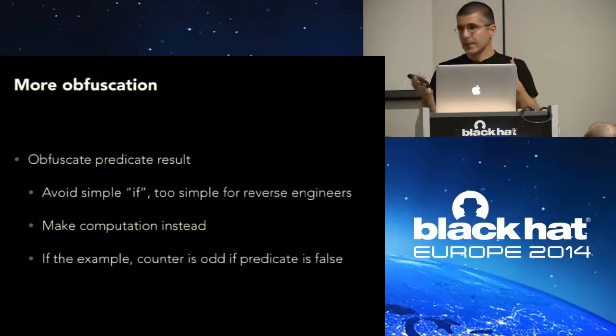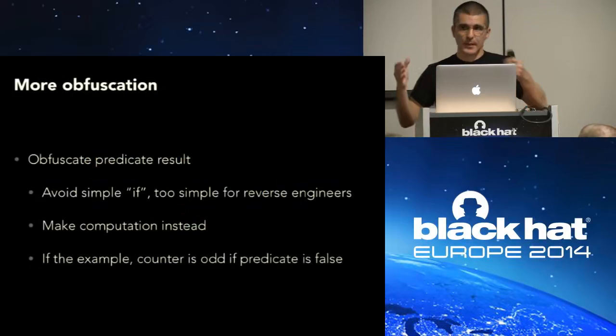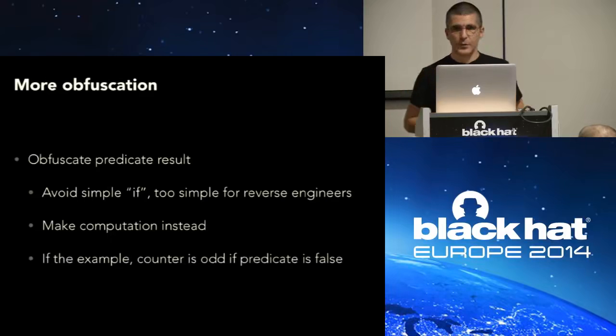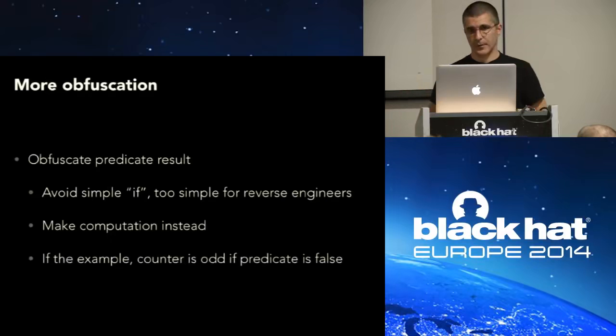I have a predicate. In this case, it's the detection of a debugger. I can make an if somewhere, but I prefer to obfuscate that to avoid ifs, which are very easy to patch. And instead of an if, I will make some computation on the result of this predicate, and I will take a different path based on that. In the example, I'm just checking if the counter is odd or not. So of course I have an if somewhere, but it's hidden in the execution of the finite state machine.